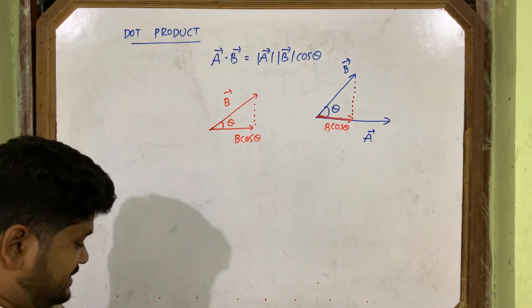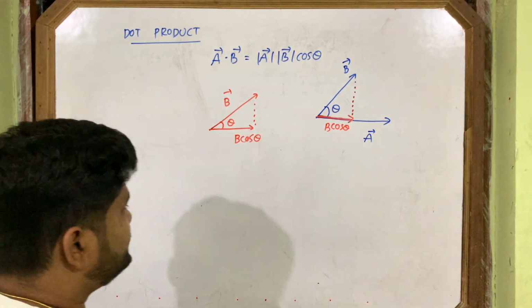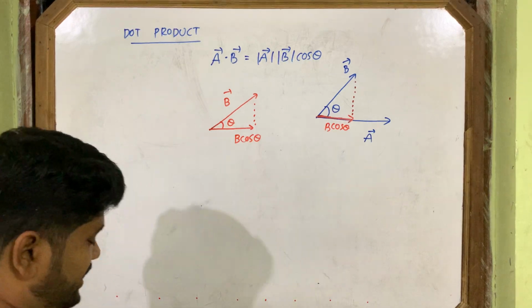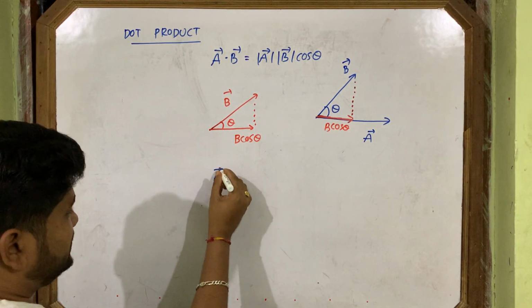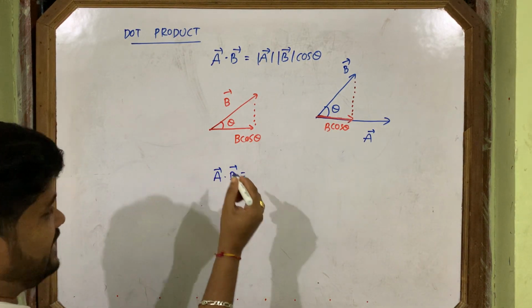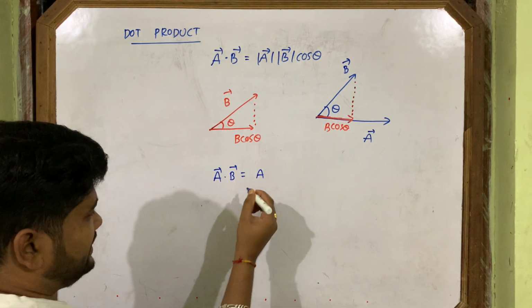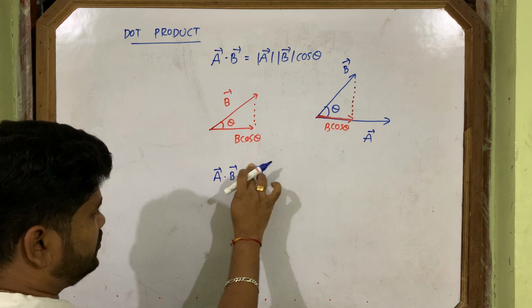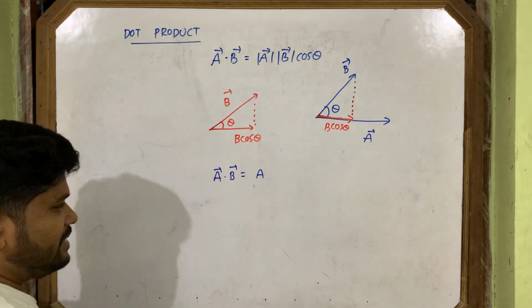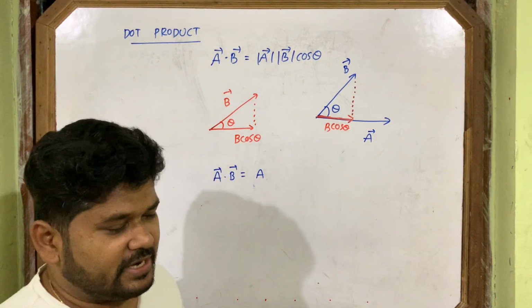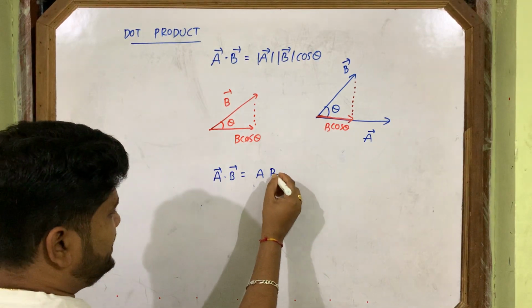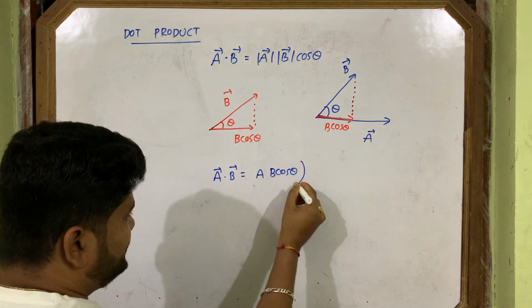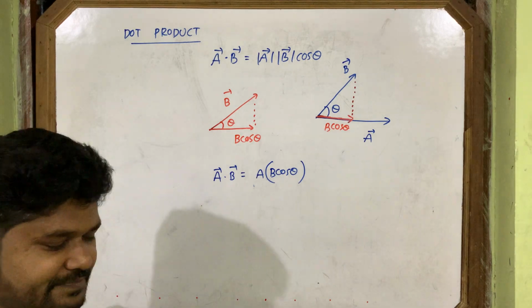So what is the physical meaning of this dot product? Now you try to understand. So A vector dot B vector, I can write it like this: A vector mod, or simply A, we can write, no problem. No vector symbol, no mod, simply we can write A, then B cos theta, you now make it in brackets.